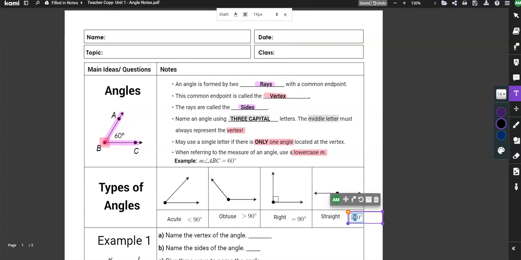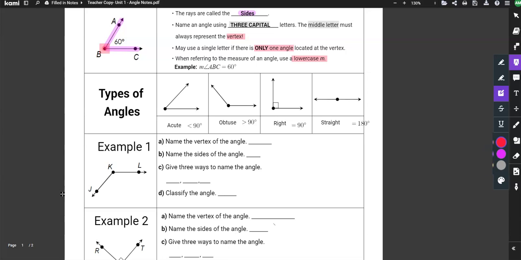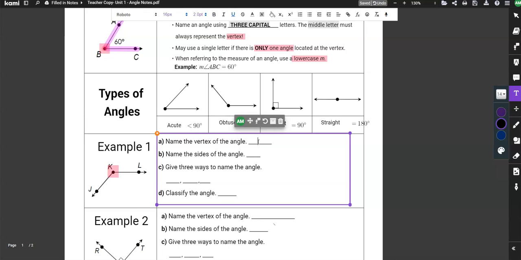All right, so moving right along, we have an example here. Number 1, we're going to look at the picture, and then we're going to name the vertex, the sides, 3 different ways to name the angle, and then we will classify the angle. So first of all, the name of this angle is just the vertex. So we're going to look at that. Our vertex here is K. So K is our vertex.